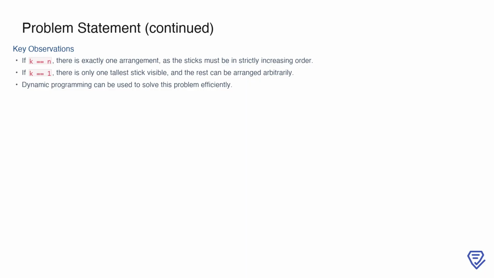Now, let's consider some key observations that simplify the problem. First, if k equals n, there is only one valid arrangement. The sticks must be in strictly increasing order to ensure all k sticks are visible. On the other hand, if k equals 1, the tallest stick will be the only visible one, while the remaining sticks can be arranged arbitrarily. These edge cases provide insight into the structure of the solution. For intermediate values of k, dynamic programming can be employed to calculate the number of valid arrangements efficiently by breaking the problem into smaller subproblems. This approach ensures that we can handle the constraints effectively while optimizing for performance.